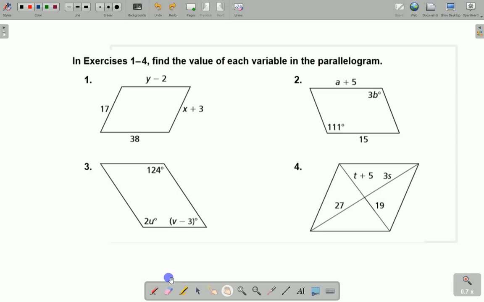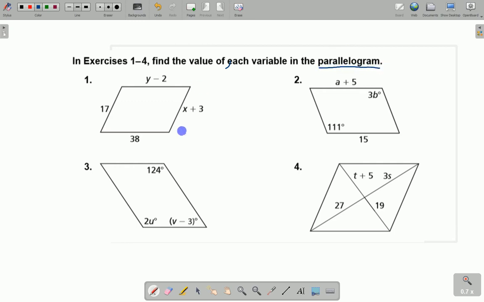Now that you know the properties of a parallelogram, we're going to use those geometric properties to do some algebra problems. So we use the geometric property to set up an equation that we can then solve with algebra. So, first one here, up at the top, we have a parallelogram. They tell us that we have a parallelogram.